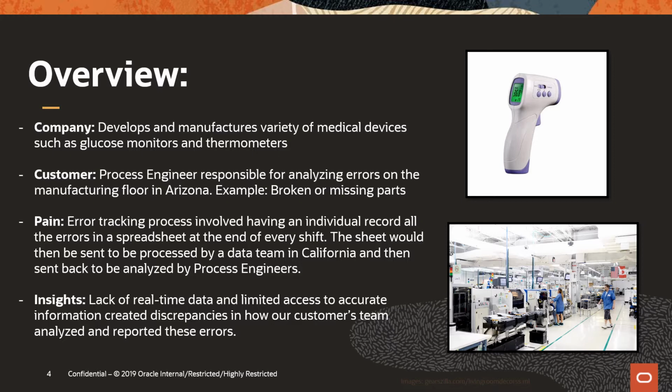His pain? The error tracking process involved having an individual record all the errors in a spreadsheet at the end of every shift, which could last around 8 to 12 hours. The sheet would then be sent to be processed by a data team in California and then sent back to the process engineers. The insights we gathered was that the lack of real-time data and limited access to accurate information created discrepancies in how our customer's team analyzed and reported these errors.